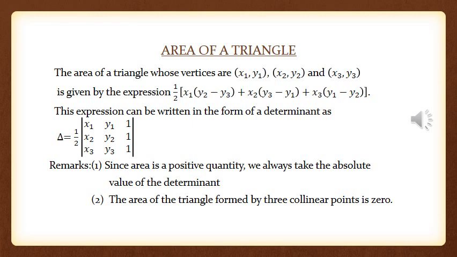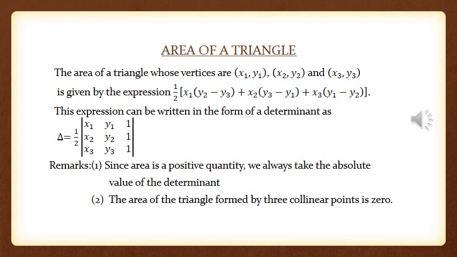Now, this formula using determinant can be written as delta equal to half determinant x1 y1 1, x2 y2 1, x3 y3 1. The formula which we studied will be obtained by expanding this determinant along first row. Now we studied last year and we know area is never negative. So we always take the absolute value of the determinant.